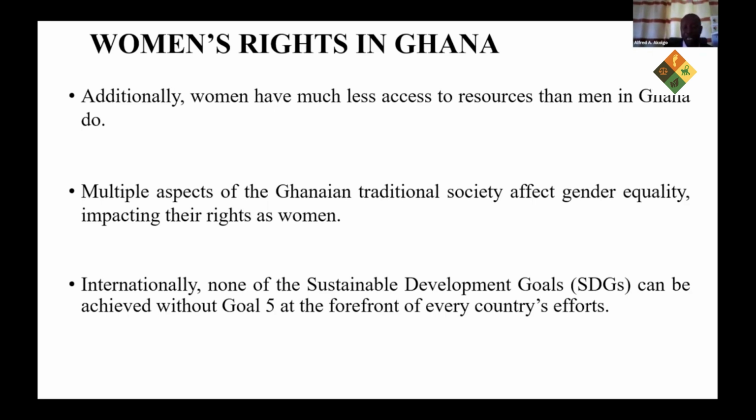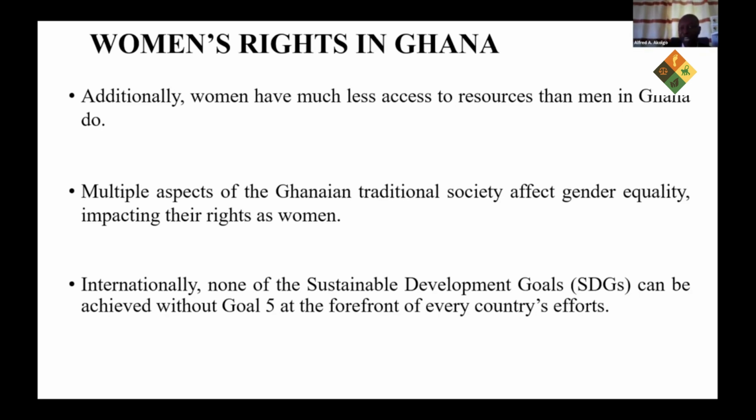And internationally, none of the Sustainable Development Goals can be achieved without Goal 5 at the forefront of every country's effort. And Goal 5 talks about gender equality. Goal 1 talks about no poverty. Goal 2 talks about zero hunger. How do we achieve these Sustainable Development Goals if we don't support or don't do things that promote women's rights?